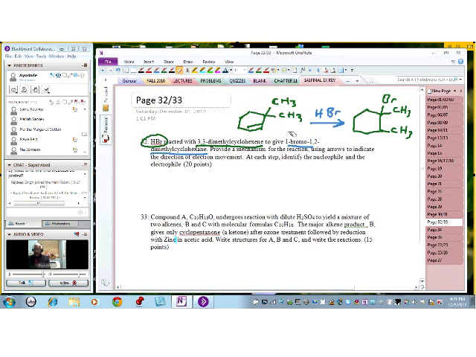Check this out. Does anybody know what is the first thing that will happen for the mechanism? You have to show all of the arrows. What is the first thing that will happen? Anybody? What is the first thing that happens? You have a carbon-carbon double bond here. What would that do? Carbocation formation. Okay, very good. So now, what happens?